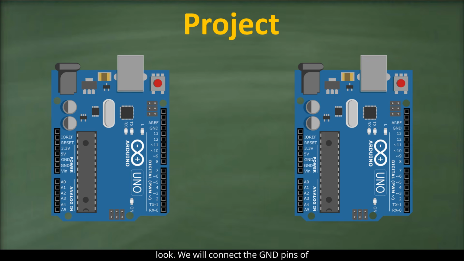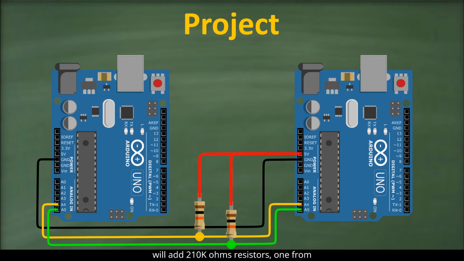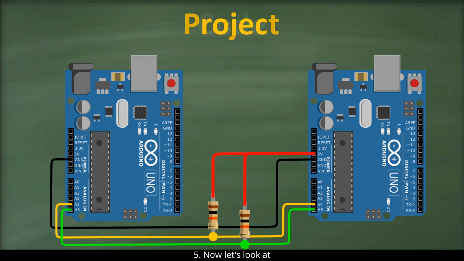We will connect the GND pins of both the Arduinos together. We connect SDA to SDA and SCL to SCL. Next, we will add two 10 kilo ohm resistors, one from SDA to 5 volts and one from SCL to 5 volts. Now let's look at the code.